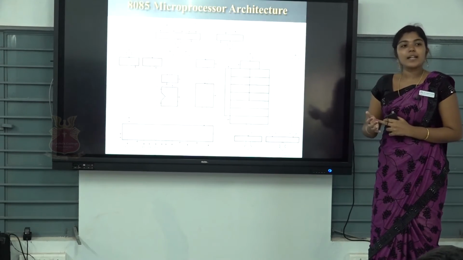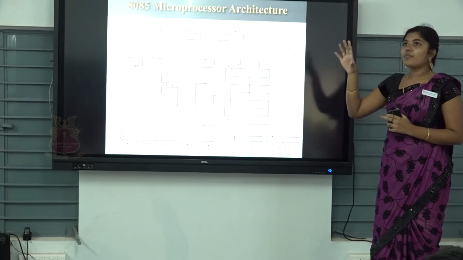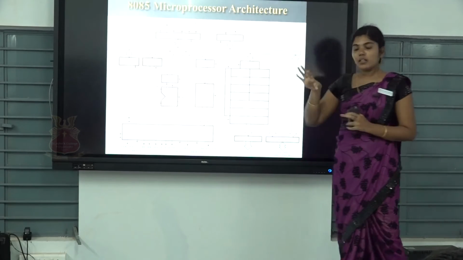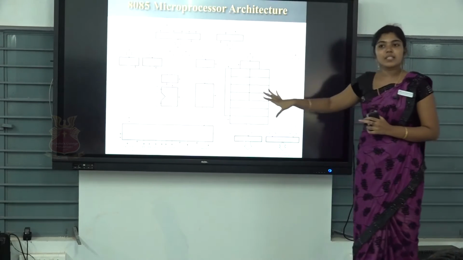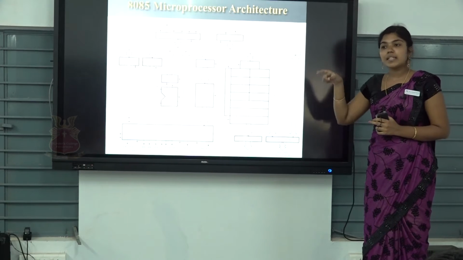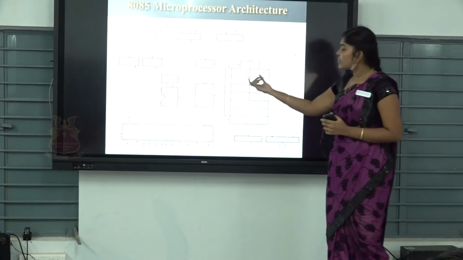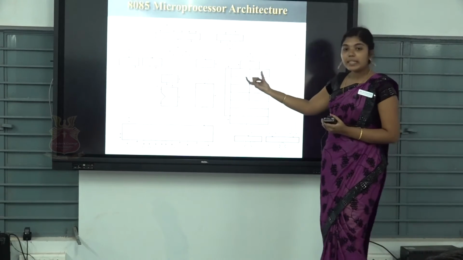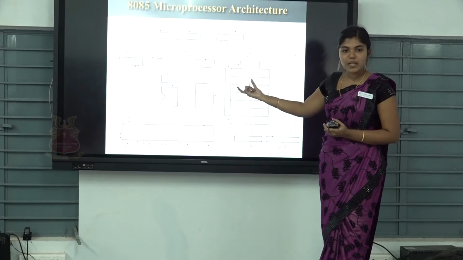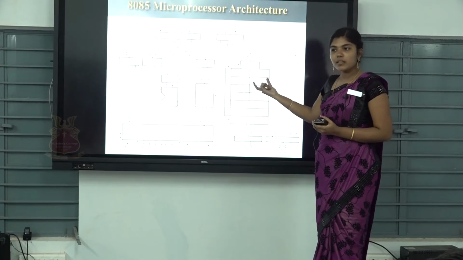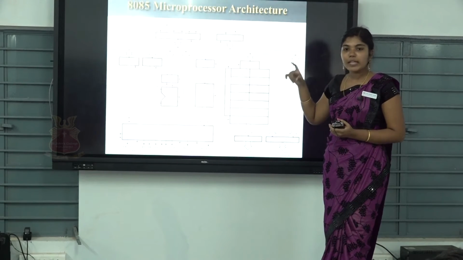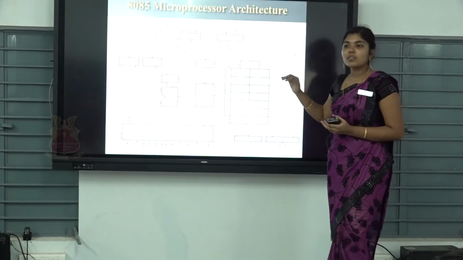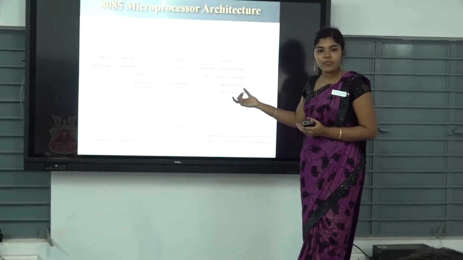Here in the register array, these 6 general purpose registers are also called extended pair of registers. Suppose somewhere we need to use a 16-bit number, but the general purpose registers are 8-bit registers. At that time these registers are paired, because each and every register has only 8 bits. For that reason these registers are paired to make 16 bits, so they are also called extended pair of registers.